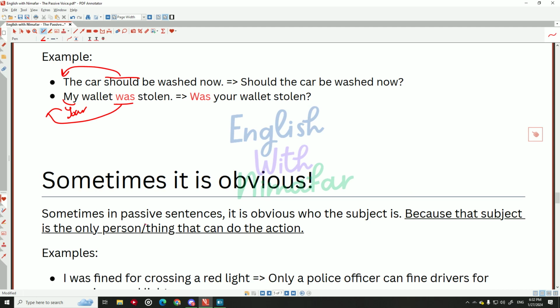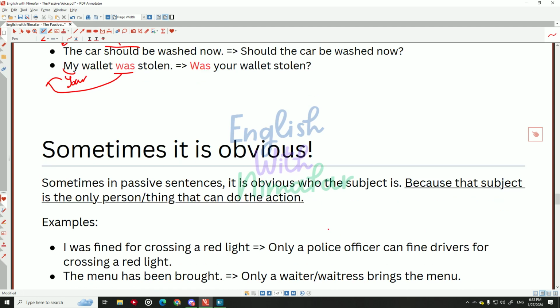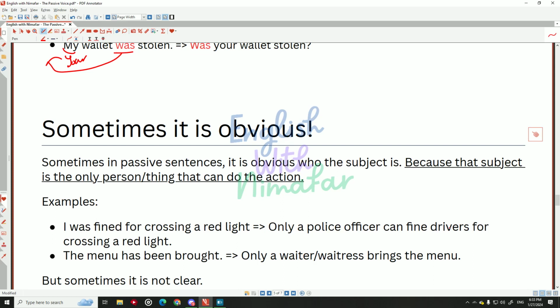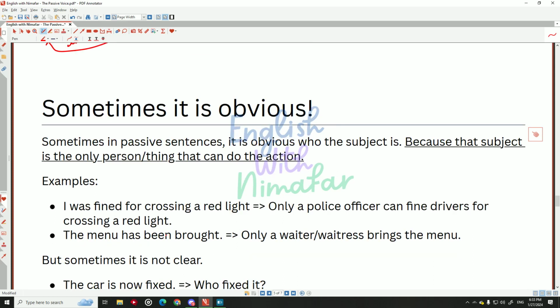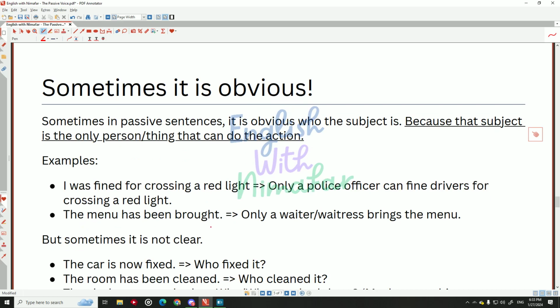So sometimes in passive sentences, it's obvious who or what the agent is, because that agent is the only person or thing that can do the action. For example, only a police officer can fine drivers. The menu has been brought. Only a waiter or waitress brings the menu. A doctor would never do that. A police officer would never do that.